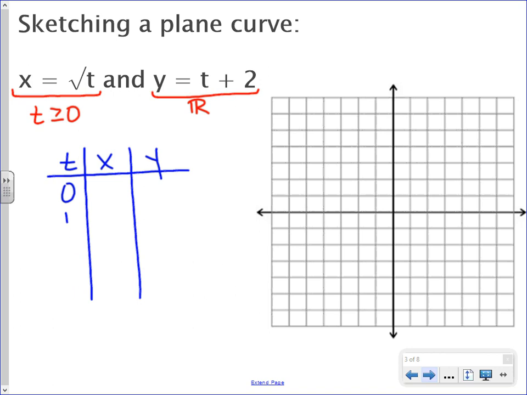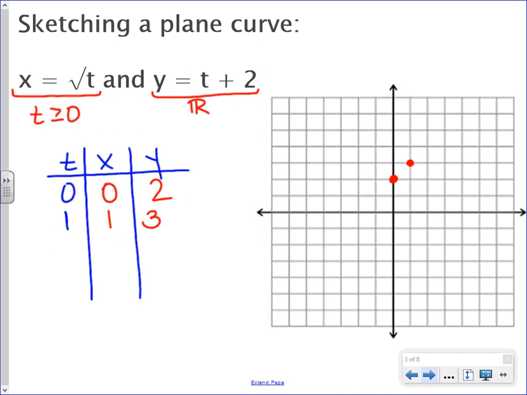Okay? So we'll start with 0. When we plug in 0, we get 0 and then 2. When we plug in 1, square root of 1 is 1. 1 plus 2 is 3.